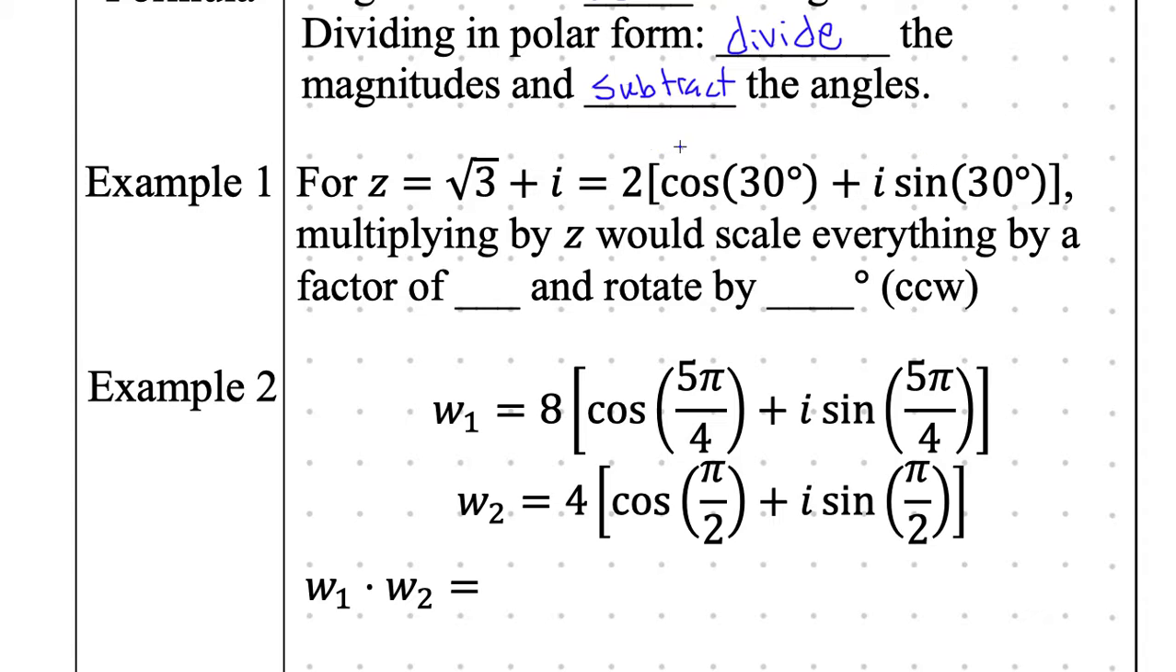If I decide to multiply any number on the complex plane by this complex number, what is it going to do?